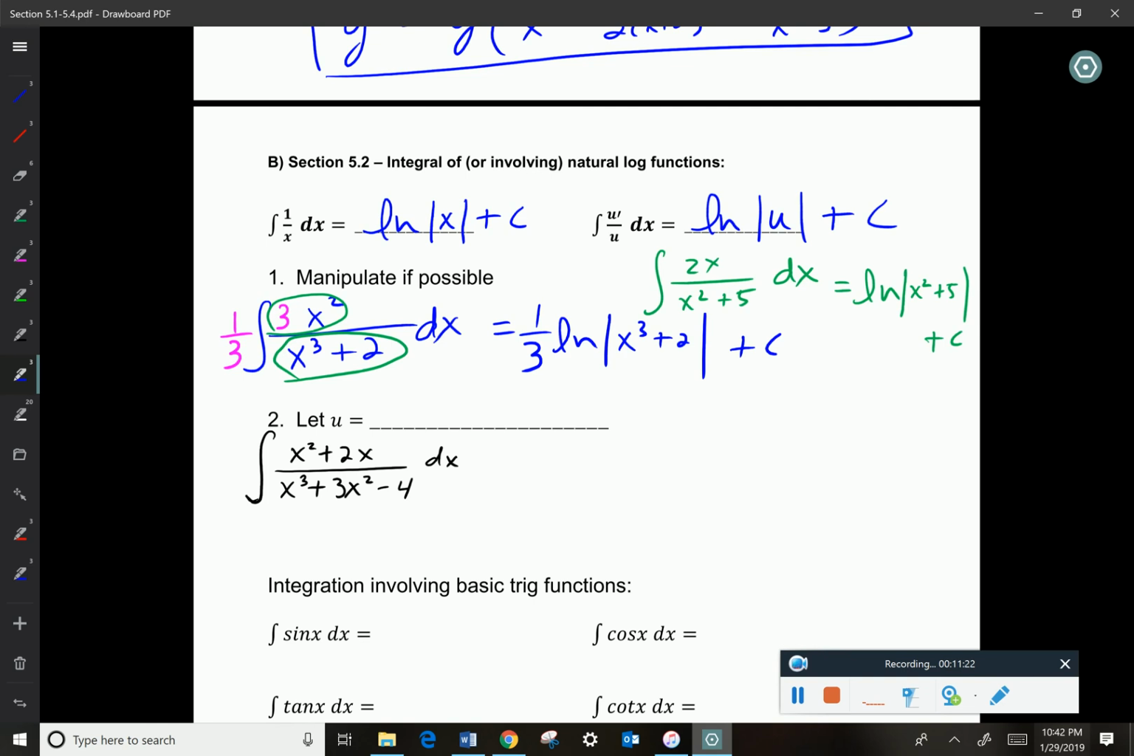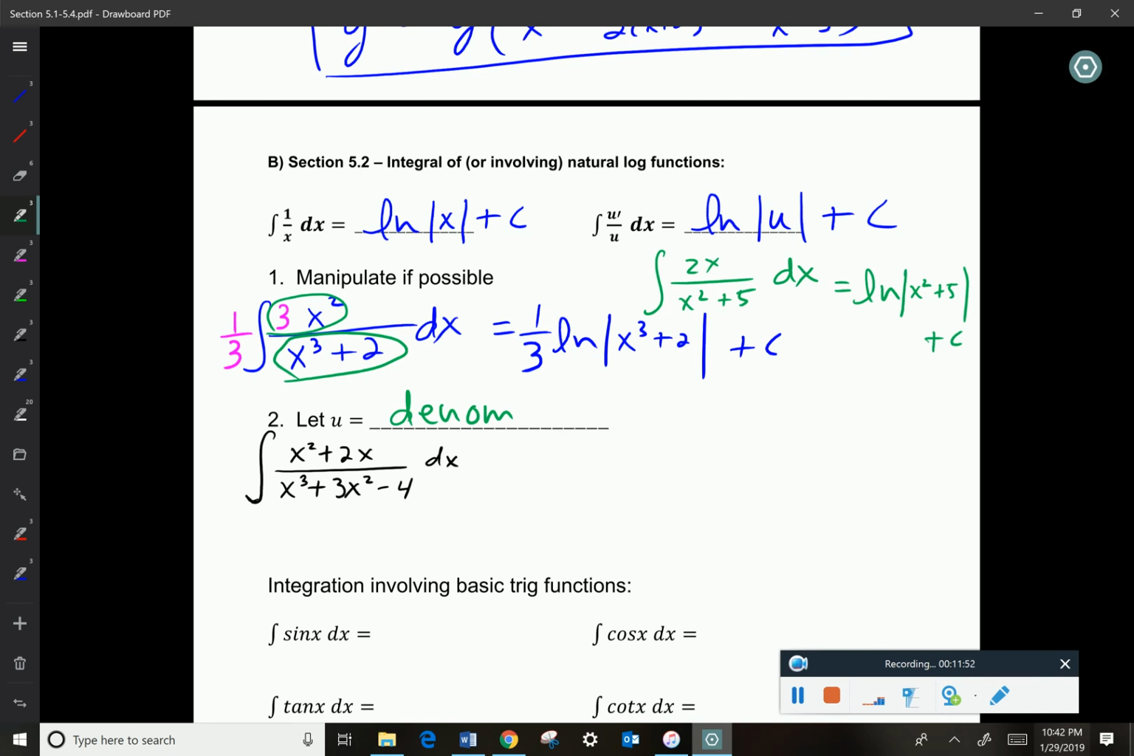The only thing is you can only manipulate if it's a constant that you need in there, right? So if there's a constant that you need, fine, you can do it. If there's not, you're going to have to just go through the steps. So what are the steps? Well, remember our list of u substitutions? We're going to add one. You might want to let u equal the denominator. You might let u equal the denominator of a fraction.